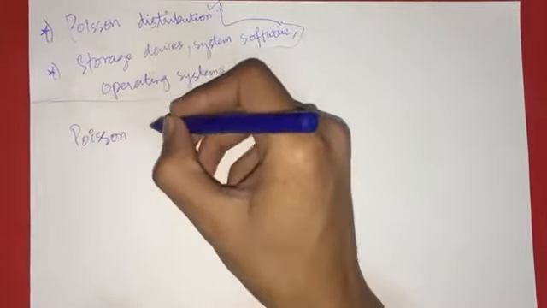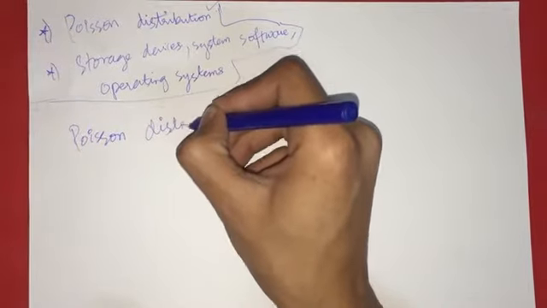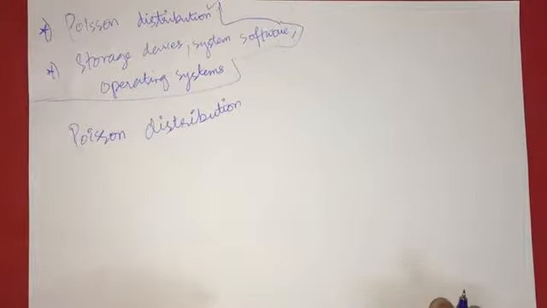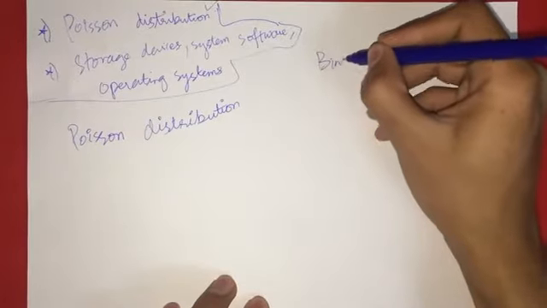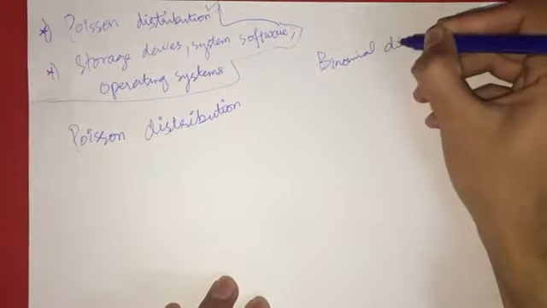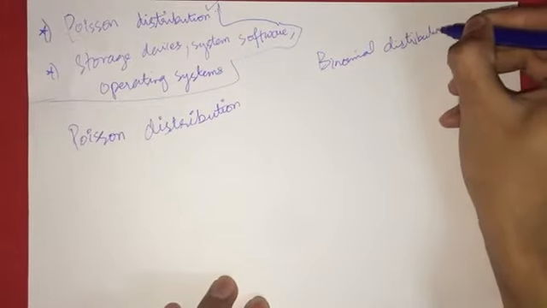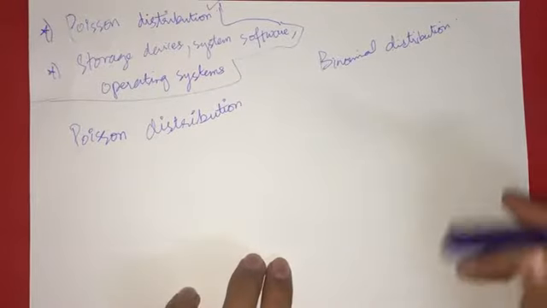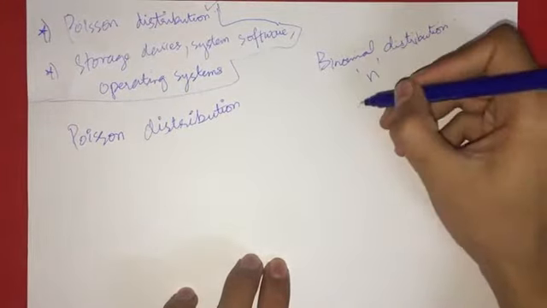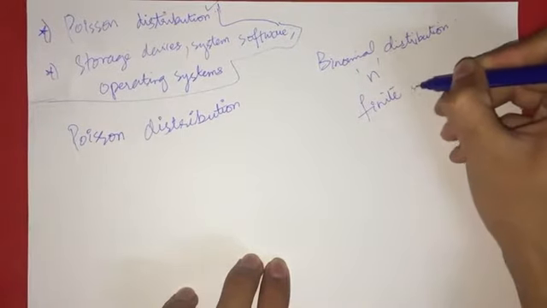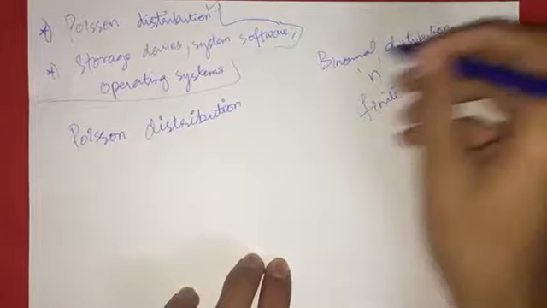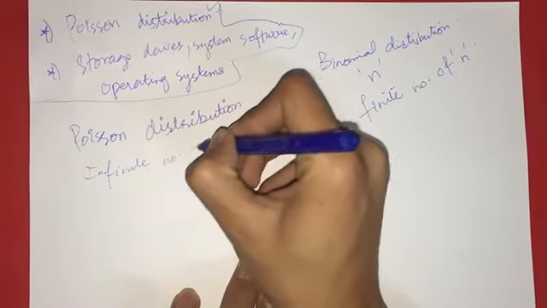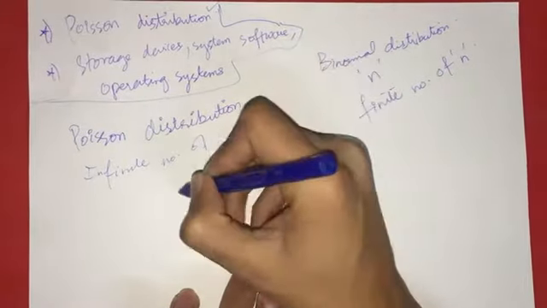So in previous lectures I've explained what is binomial distribution, but today I'm going to discuss what is Poisson distribution. Poisson distribution is nothing else, it's just binomial distribution. The only difference between Poisson distribution and binomial distribution is the total number of trials, or the total n. In binomial distribution you have a finite number of n, or finite number of trials. In Poisson distribution you have an infinite number of trials, or you can say infinite n.